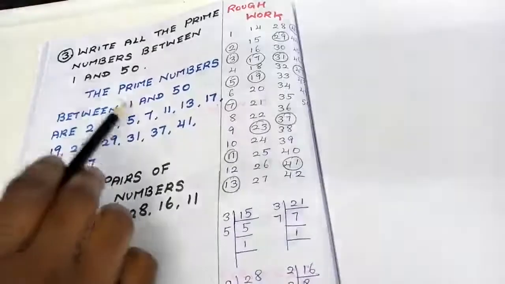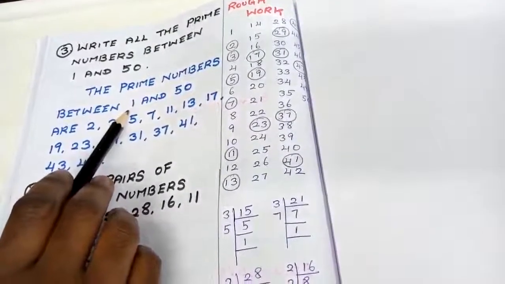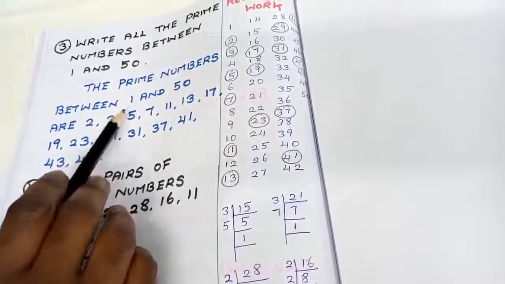And the speciality of 1 is, while I am talking about prime and composite, the number 1 is known as both prime and composite number. So be careful in that place.